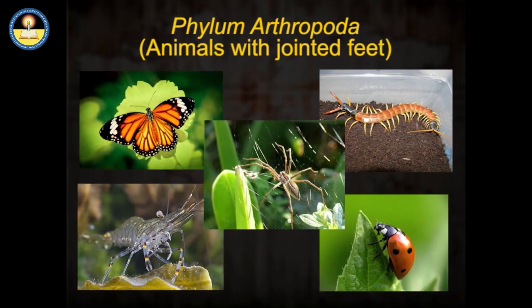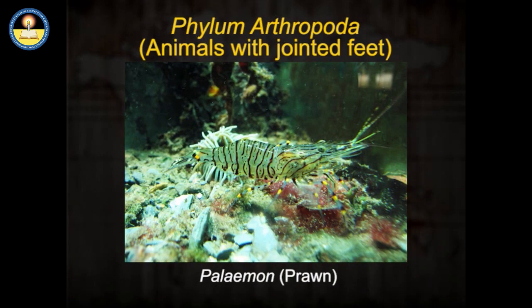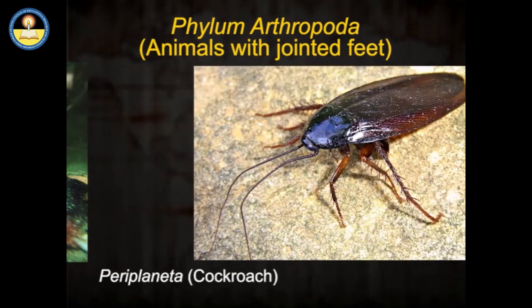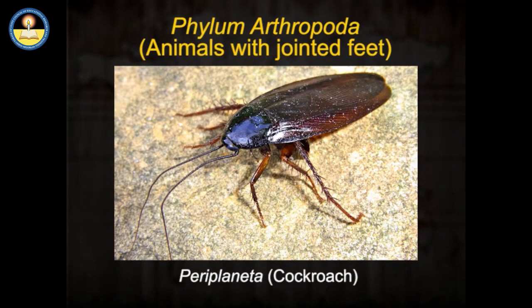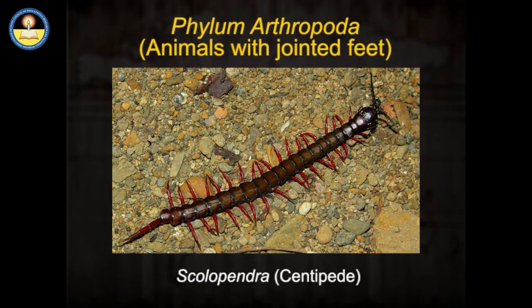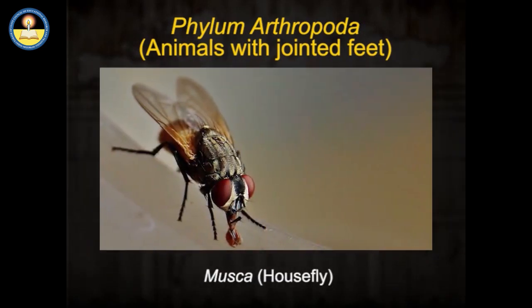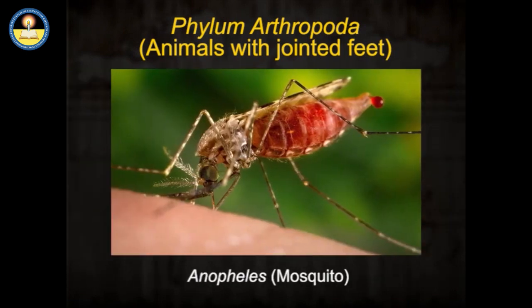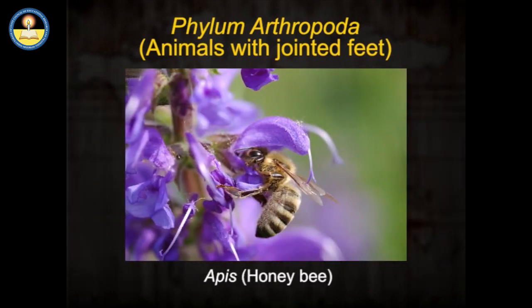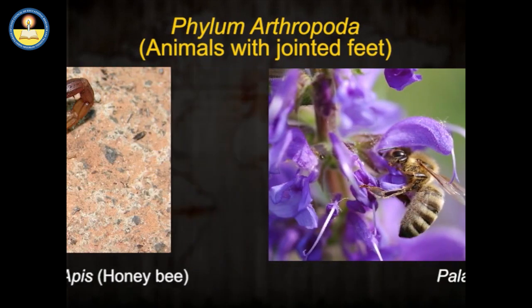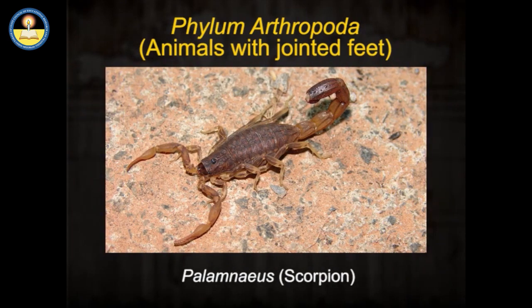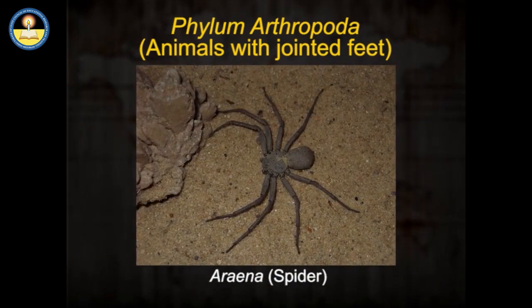See some animals falling in this phylum. Palaemon, that is prawn. Periplaneta, cockroach. Scolopendra, centipede. Musca, housefly. Anopheles, mosquito. Apis, honeybee. Palamnaeus, scorpion. And Aranea, that is spider.